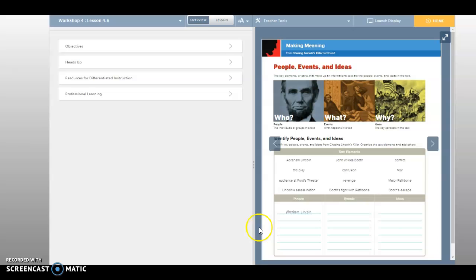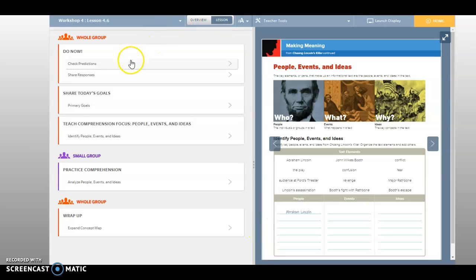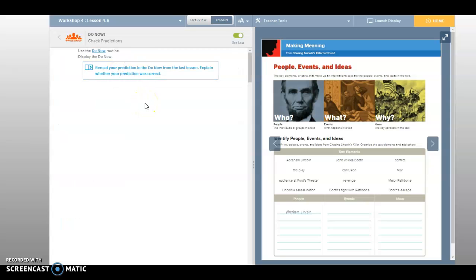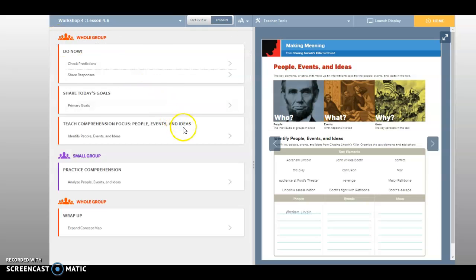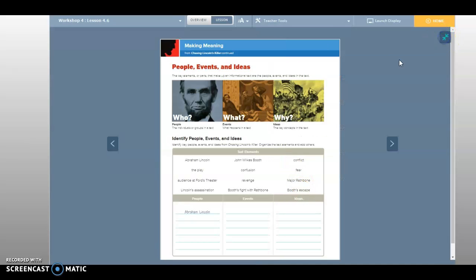Okay, we've already done this, so there won't be a do now today. That's okay. We'll spend more time on application and independent reading. I've also got to do some VPort testing with you guys. So I want you to go through.